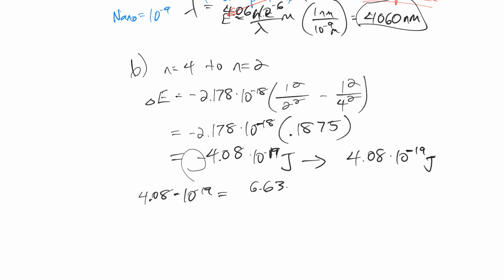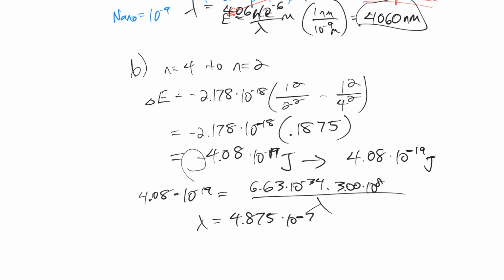Planck's constant times the speed of light. We're solving for wavelength. When you crunch this number, it works out to be 4.875 times 10 to the negative 7th meters. And to convert to nanometers, which is what WebAssign is asking for, 1 nanometer is equivalent to 10 to the negative 9th meters. So that's 487.5 nanometers. That's part B.